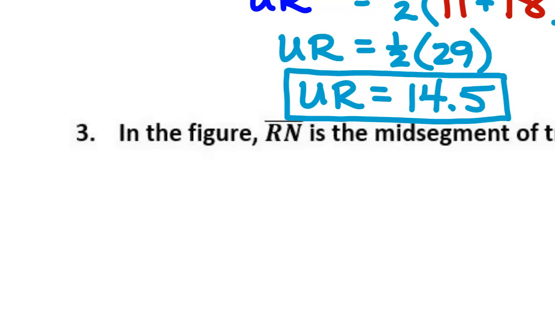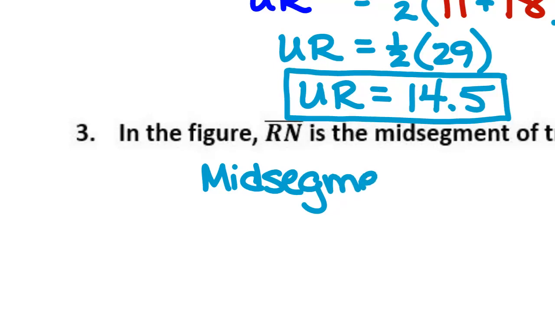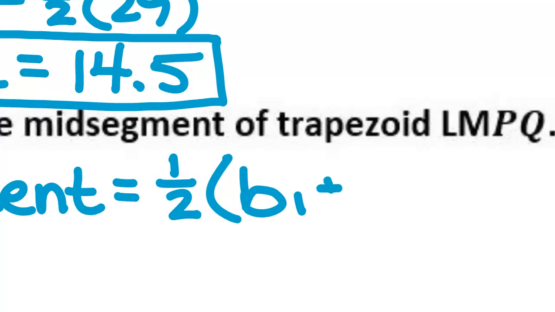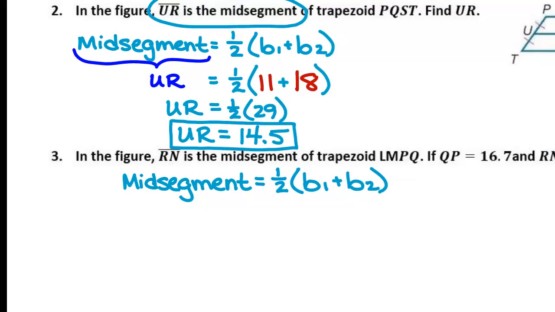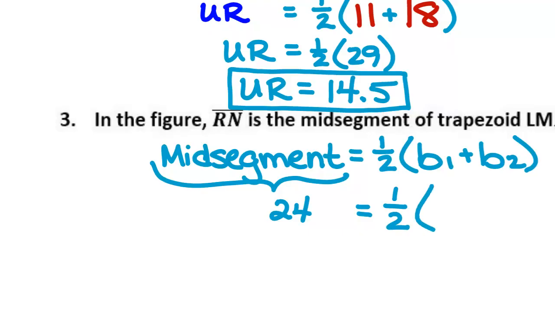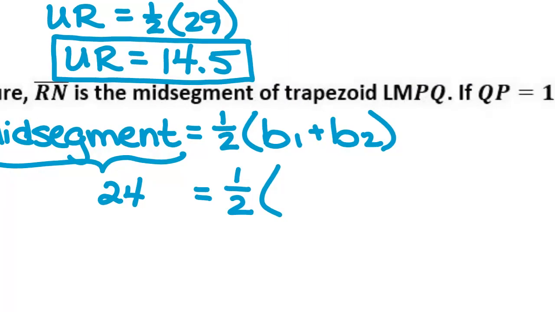All right, so our formula is mid-segment is equal to 1/2 base 1 plus base 2. How big is the mid-segment? 24. So in the place of mid-segment, we're going to replace that with 24 equals 1/2 of, what are we putting in for bases 1 and 2? X plus 16.7, yes.